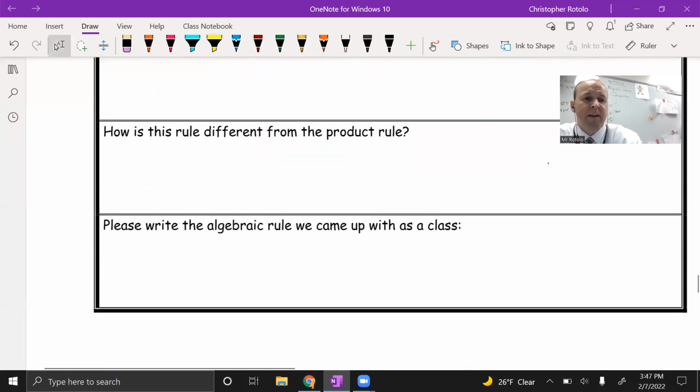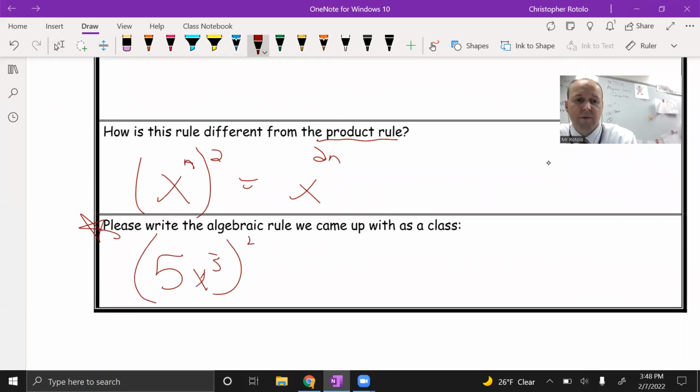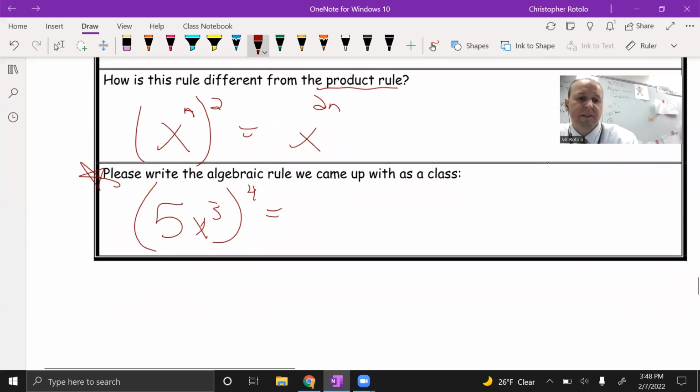All right, how is this rule different from the product rule? So this is talking about n maybe squared, so it becomes x to the 2n, right? I'm multiplying those exponents. And I would encourage you to use something with an extra number in front, right? 5x to the 3rd, and maybe use that to the 4th power and see what happens.